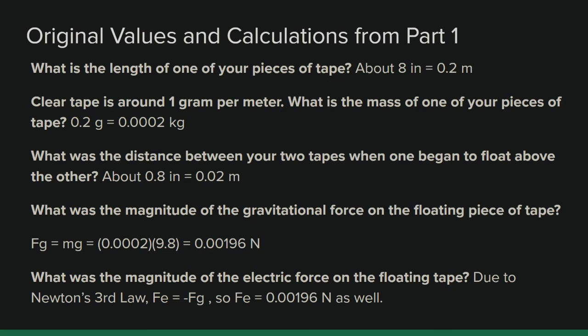Some original values and calculations that I included were the length of a piece of tape, the mass of a piece of tape, the distance between the two tapes when they began to float above one another, the magnitude of the gravitational force on a piece of tape, and the magnitude of the electric force on a floating piece of tape.